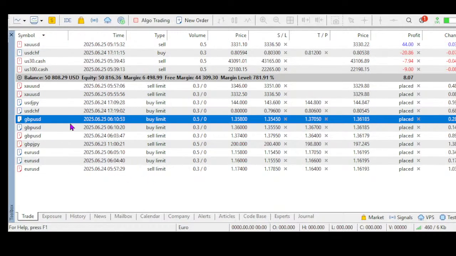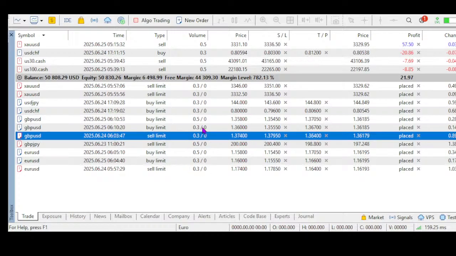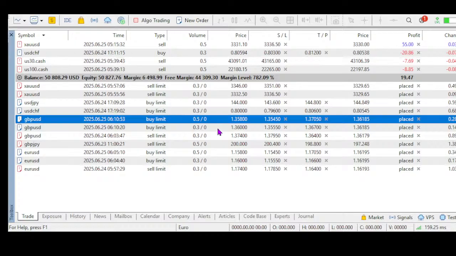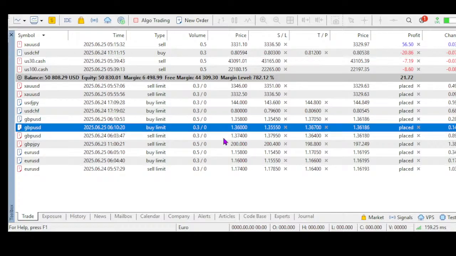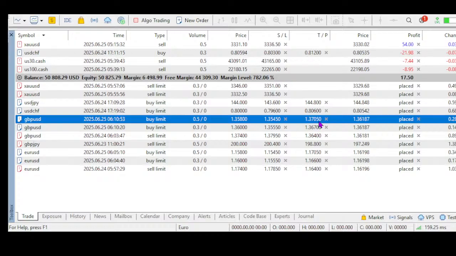So we have pound. We have three orders. One is a counter trend and two are with the trend, with the move. So one is we're trying to buy at 136, stop at 135.55. Another, buy at 135.80, stop at 135.45, and two different price targets we are looking for.